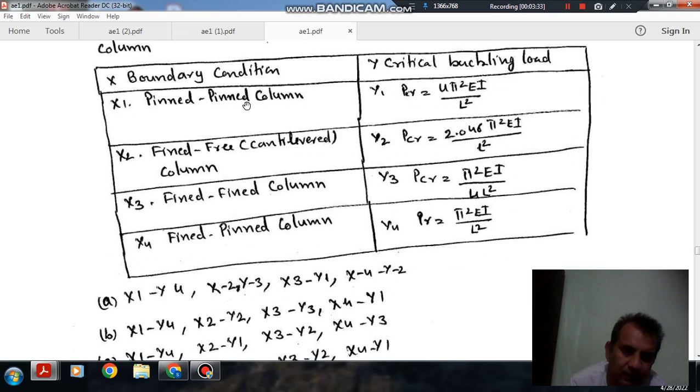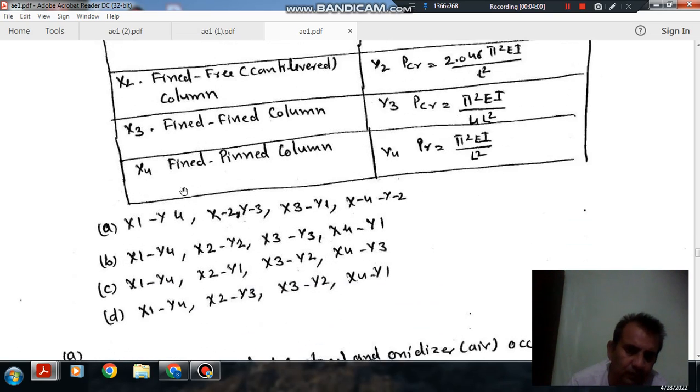So pin column is your 4, that is pi square EI by L square. Okay. And fixed free end is your pi square EI by 4L square. Okay, and fixed column requires higher load to buckle, so this is 4 pi square EI by L square, and fixed pinned column is this. So answer is option A.